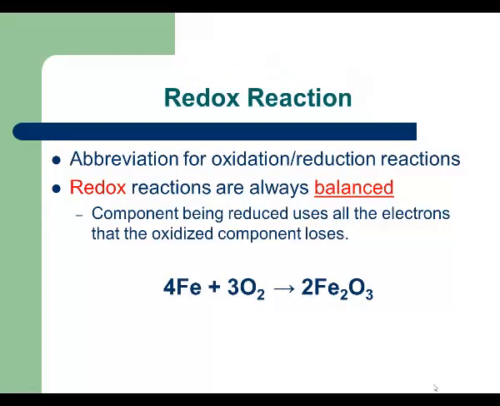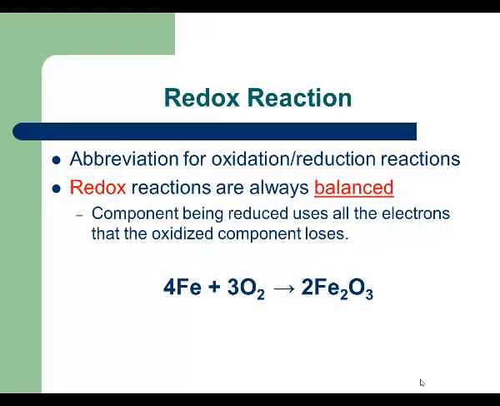Let's look at this example of a redox reaction from inorganic chemistry. In this reaction, 4 atoms of iron react with 3 molecules, or 6 atoms, of oxygen. As a result of this reaction, 2 molecules of iron oxide are formed.